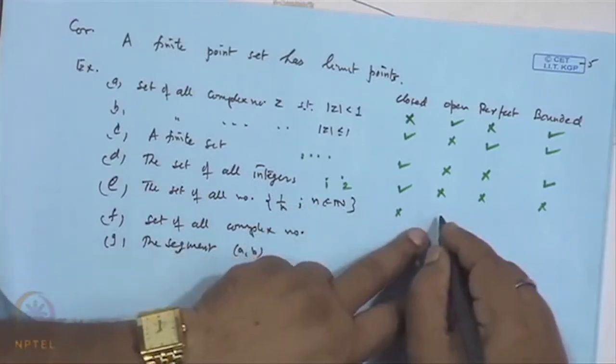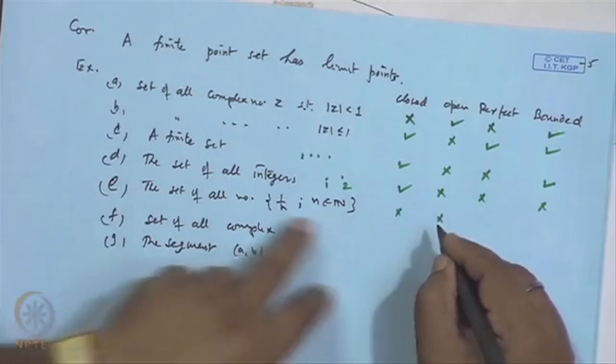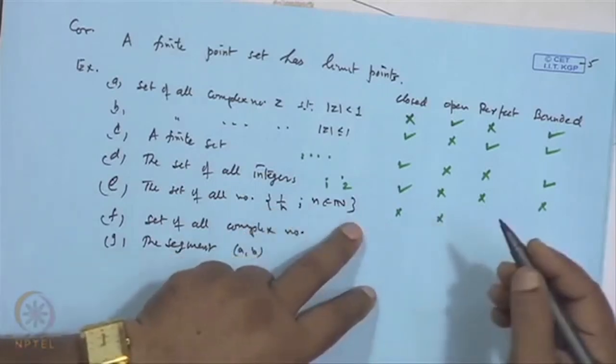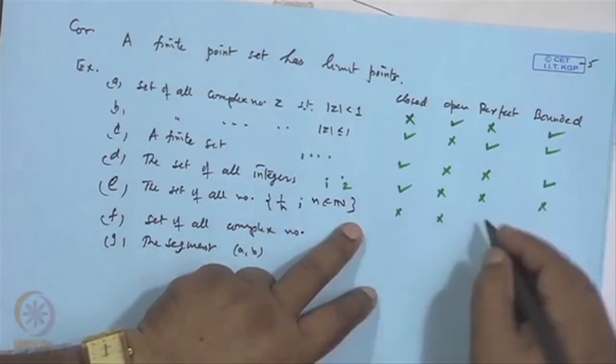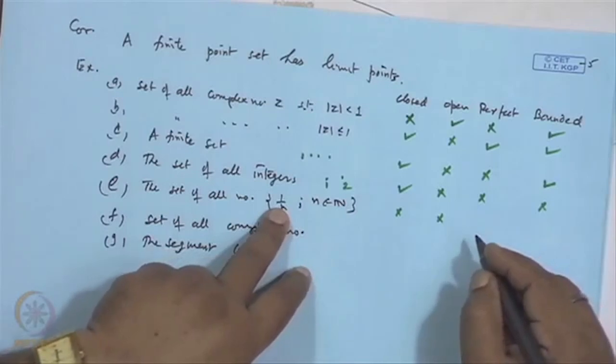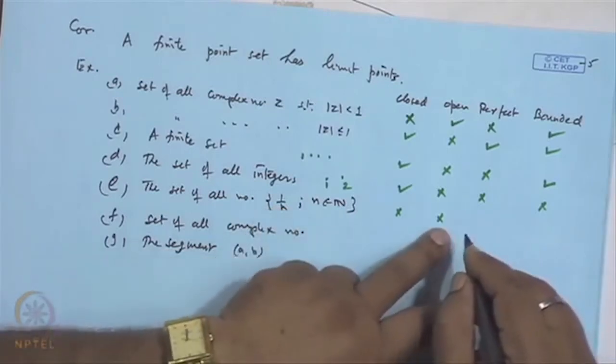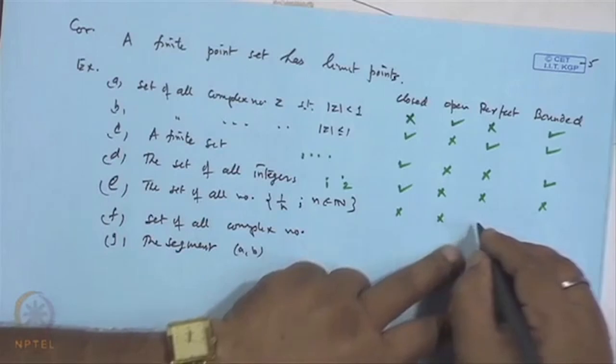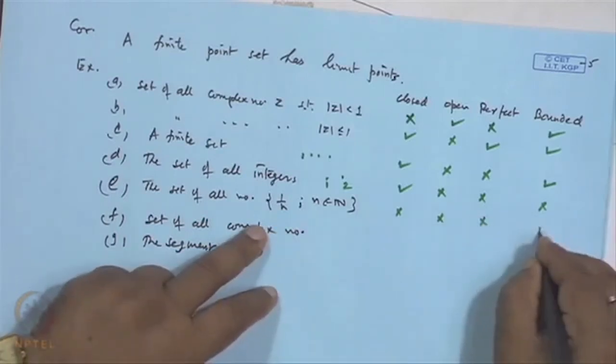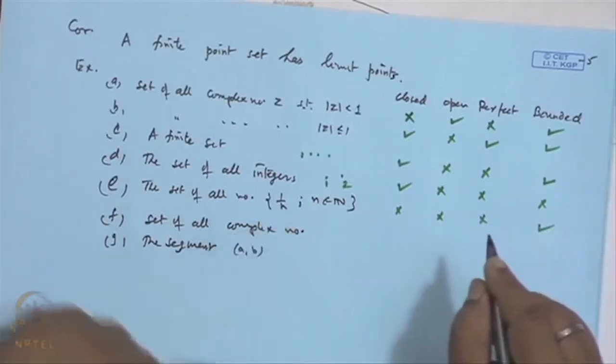It is not an open set. Why? Because the points 1, 1/2, 1/3 are not interior points, therefore it is not open, and it is not a perfect set. However, it is bounded, because the upper bound is 1.